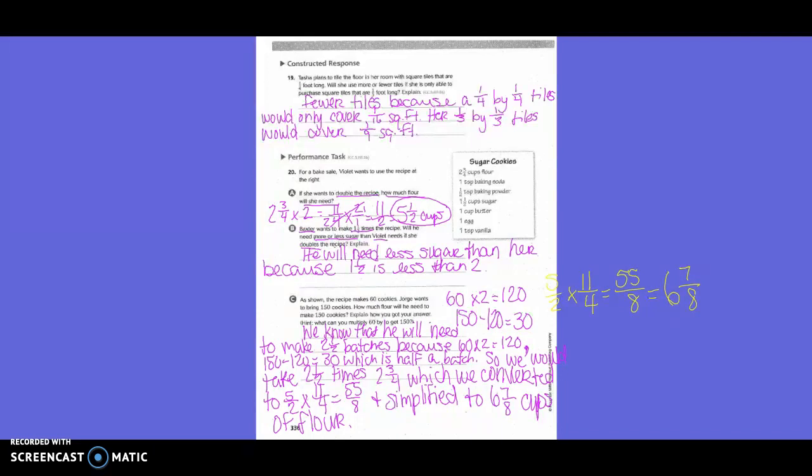So we would take 2 1/2 times 2 3/4, which was the original amount of flour in the first recipe, which we converted to 5/2 times 11/4, which equals 55/8, and then simplified that to get 6 7/8 cups of flour.